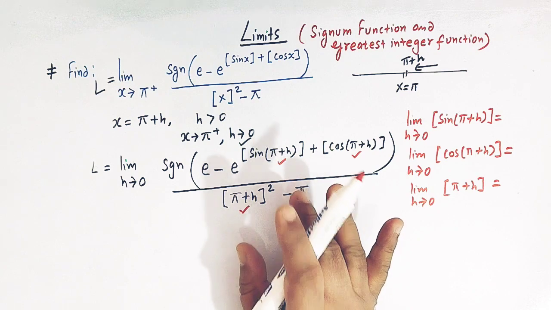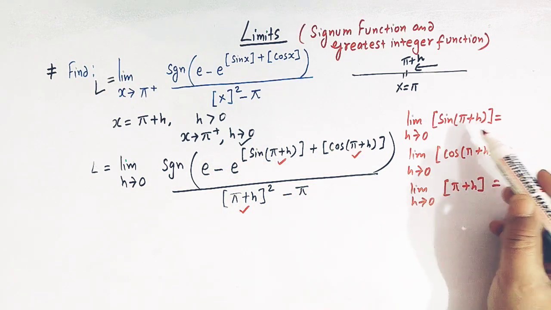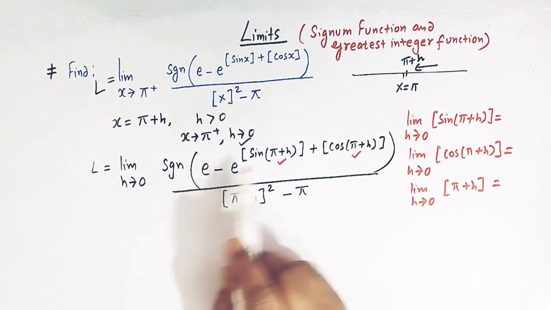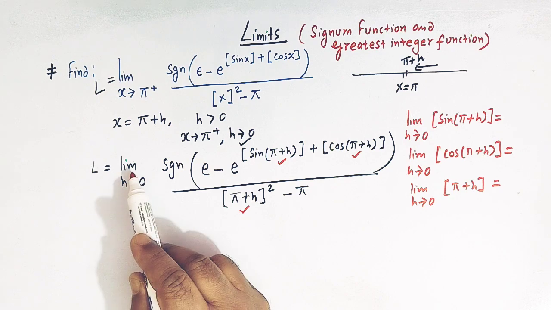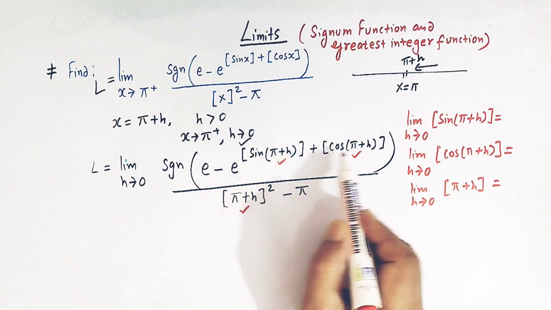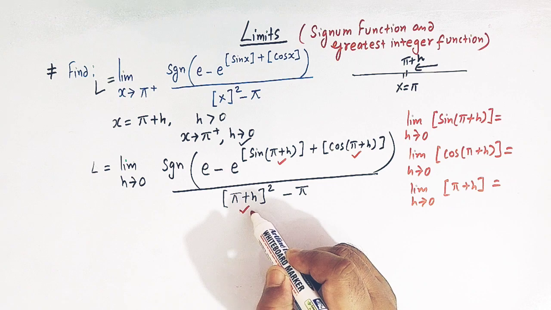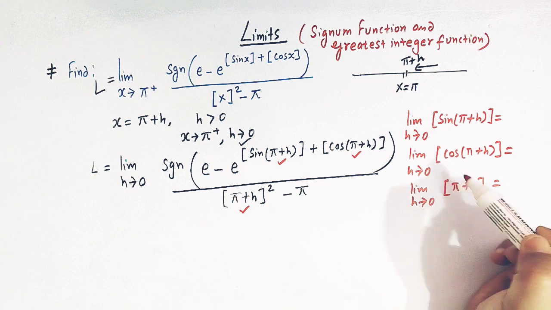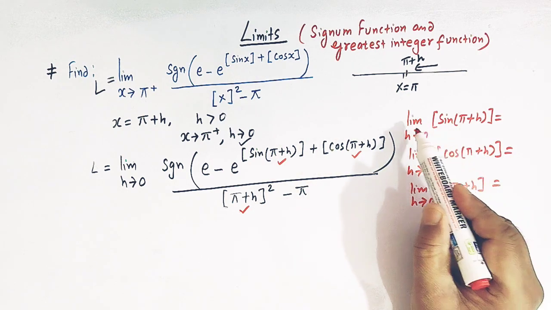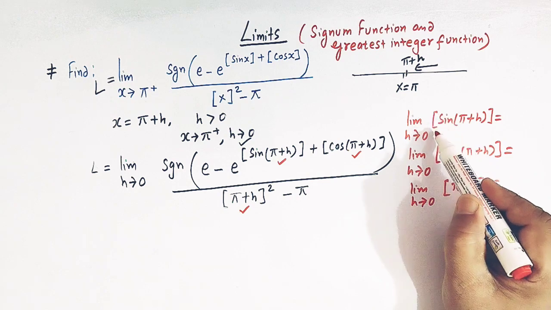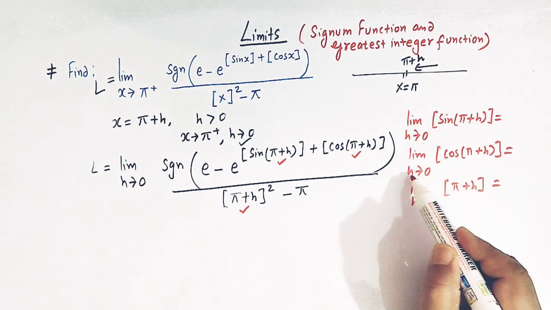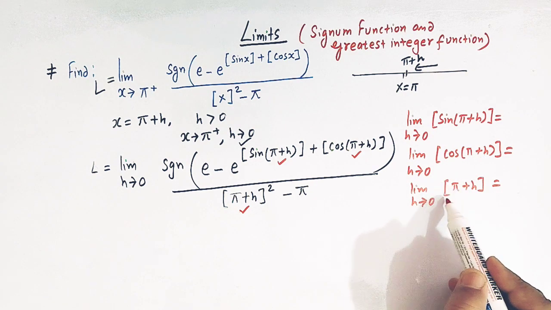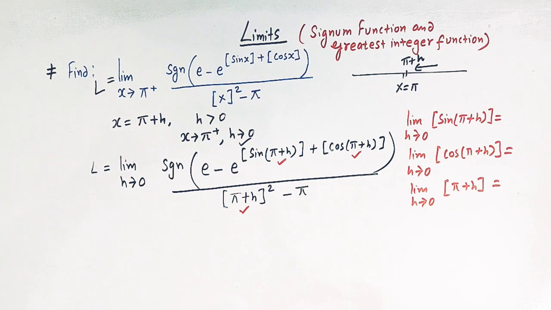This problem is very important, and this step is going to be very important. When we find the limit h tends to 0, we cannot directly substitute h equal to 0. Rather, we'll separately calculate these three limits. The first is limit h tends to 0 of greatest integer of sin pi plus h, then limit h tends to 0 of greatest integer of cos pi plus h, and limit h tends to 0 of greatest integer of pi plus h.